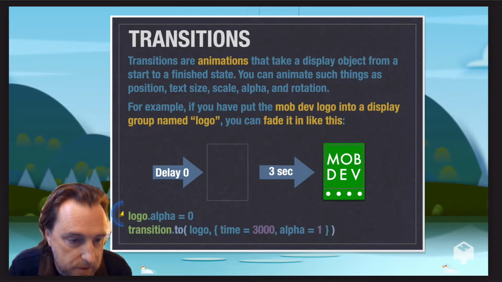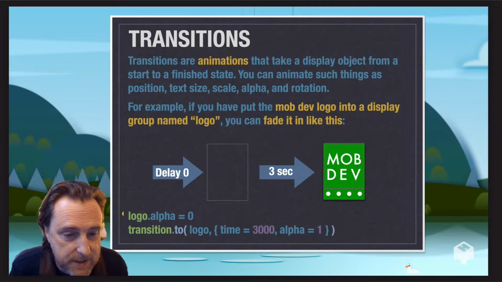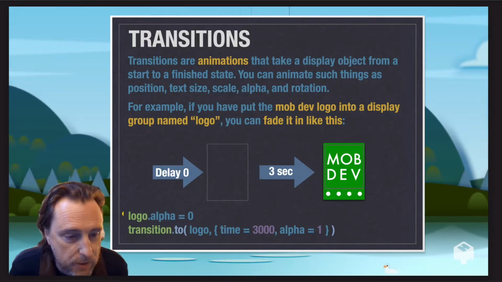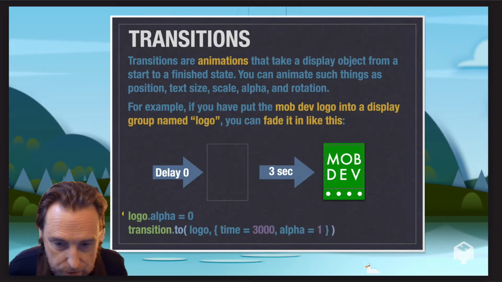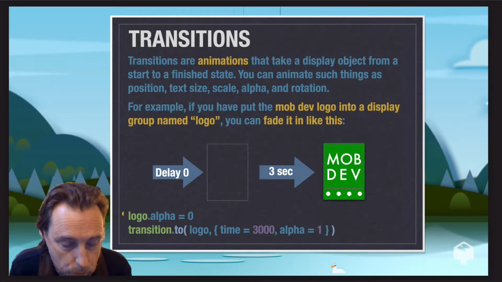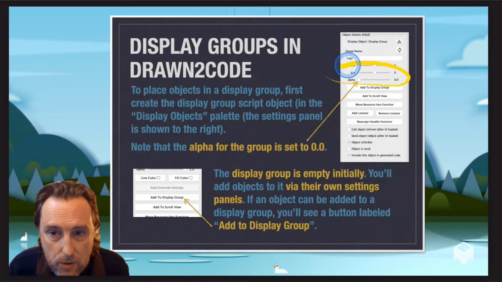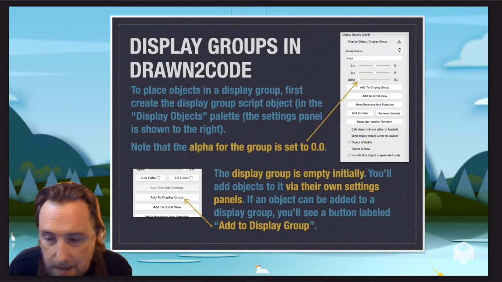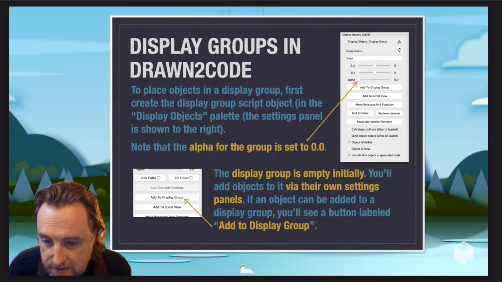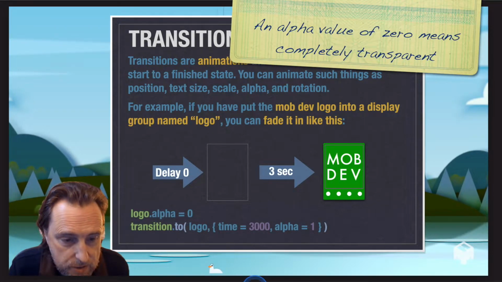First off, to have it start out as invisible, you'll want to set the alpha to 0. So if we're, again, talking about this logo display group, you would set its alpha to 0 using that syntax, or in the display group settings panel, you would set it to 0. When the app loads and it's set to 0, it will not be visible. And then the transition uses syntax like this.